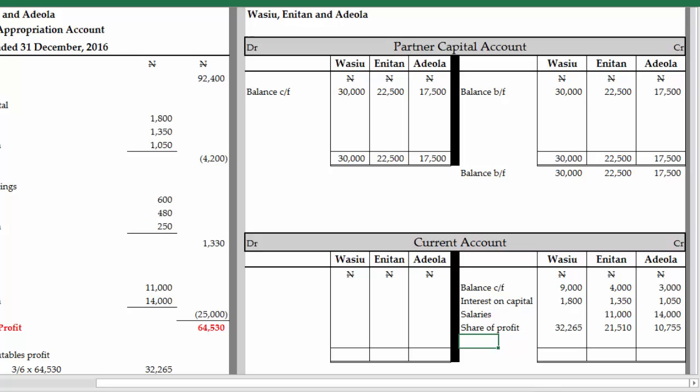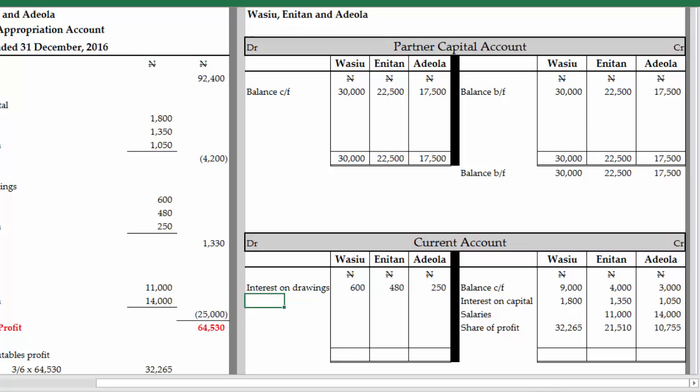Okay. The next is interest on drawings. Interest on drawings is an income to the partnership because now you are charging the partners. And we said you will credit the profit or loss appropriation account. If you remember, it was an addition to the profit. And you will debit the current account. So interest on drawings for Wasiu is 600, Enitan is 480, Adiola is 250.